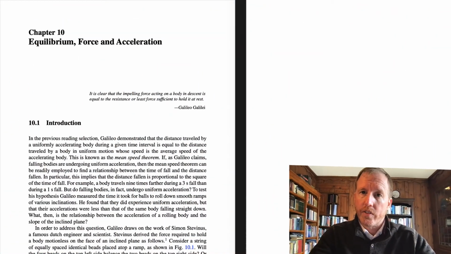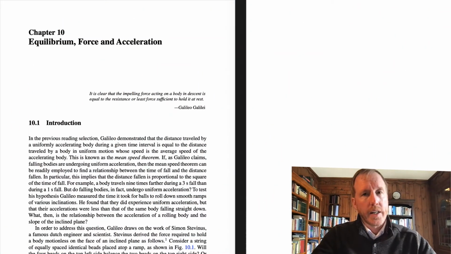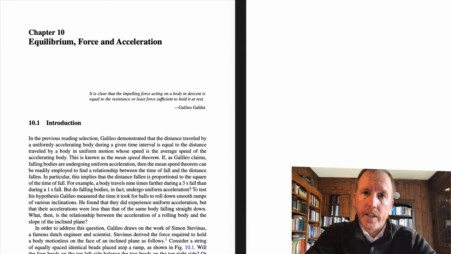In this lecture, what I would like to do is work through a bit more challenging exercise. You might recall what we've been talking about. We've been looking at Chapter 10 in A Student's Guide to the Great Physics Text, Volume 2, and in this chapter, Galileo is discussing the force that is required to hold an object stationary on an inclined plane or on a ramp. And then he talks about the acceleration that this object will feel if that force is removed and it's allowed to slide down the ramp.